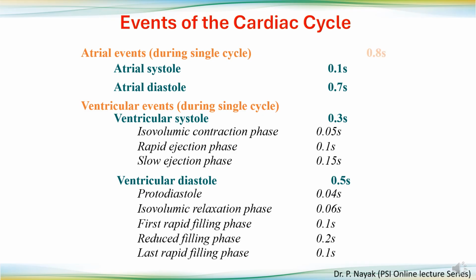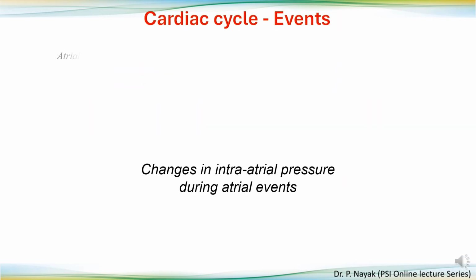As is seen here, both the atrial events and ventricular events total individually. Volume and pressure changes in the atria during the atrial cycle are very nominal. Just to emphasize, the behaviors of each phase are not absolute in the ventricles.